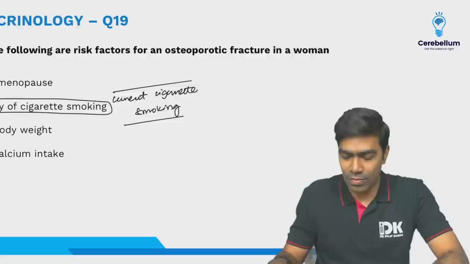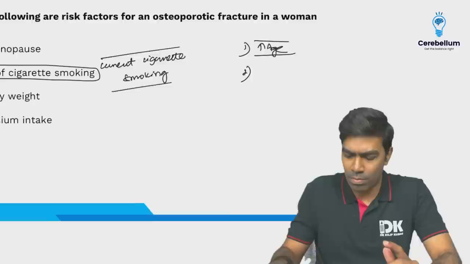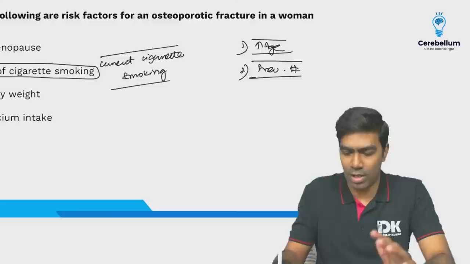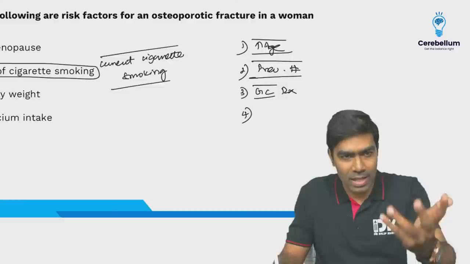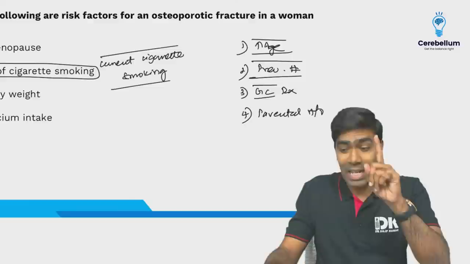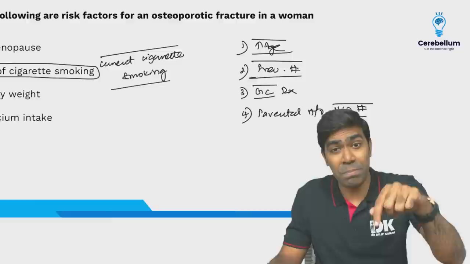Number one, advancing age. Obviously, elderly women are definitely at risk, no problem. Second, previous history of fracture. If anyone has a previous history of fracture, that's a definite risk factor for osteoporotic fracture. Number three, patients who are receiving glucocorticoid treatment or any steroid therapy, that is corticosteroids. Number four, another interesting one is parental history of hip fracture alone, okay? If mother or father had a history of hip fracture, that's a risk factor for osteoporotic fracture.